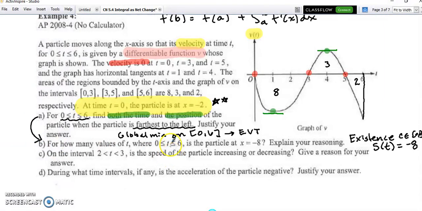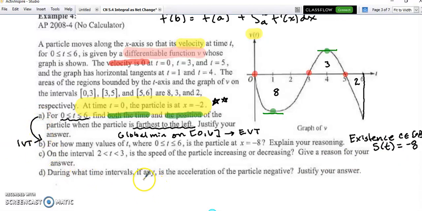Now, let's recap again. In our procedure for finding and applying EVT, we are going to be making a chart, and in that chart we're going to have values of time and values of the position function, because we want to know farthest to the left. And so we might be able to use those values of s of t to help determine if s of t equals -8. Because of that, I'm leaning toward using an IVT on this, using the values that I create in the chart in A.